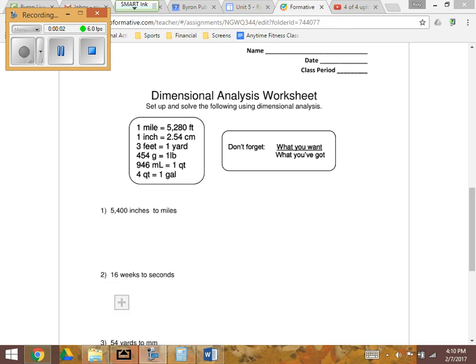All right, number two, it says we want 16 weeks changed into seconds. So obviously, that's going to be a lot of seconds. Even a minute has 60 seconds. So we're talking about a lot. 16 weeks. Wow, we're going to have a really big number. And that's something to think about before you start these problems too.